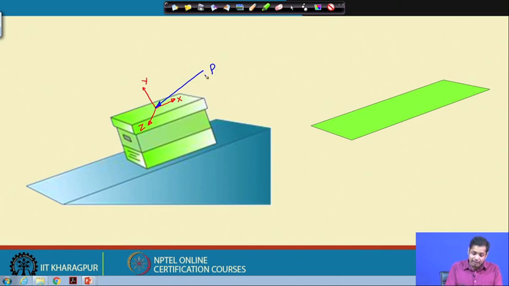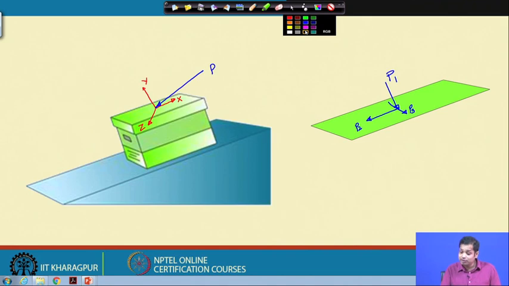Now, this plane makes an angle with all these axes x, y and z, and if it does, then P will be having 3 components. What are these 3 components? One component will be normal to this plane, suppose this is P1, another component will be tangential to this plane in this direction, which is say P2, and another component will be tangential to this plane in this direction, which is say P3.